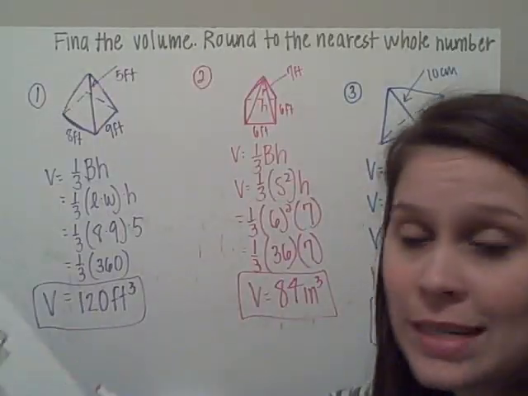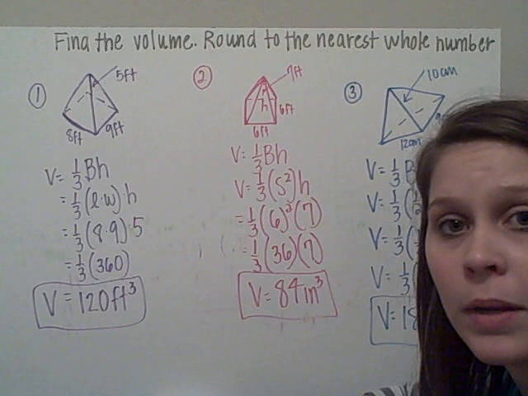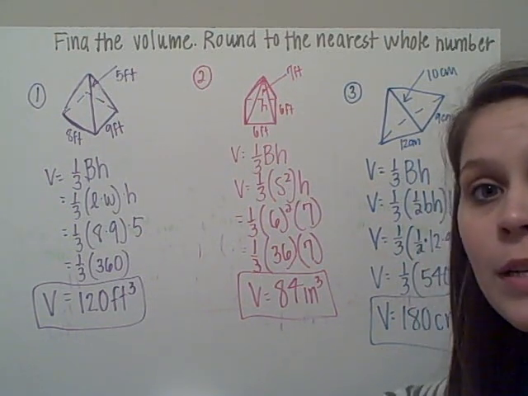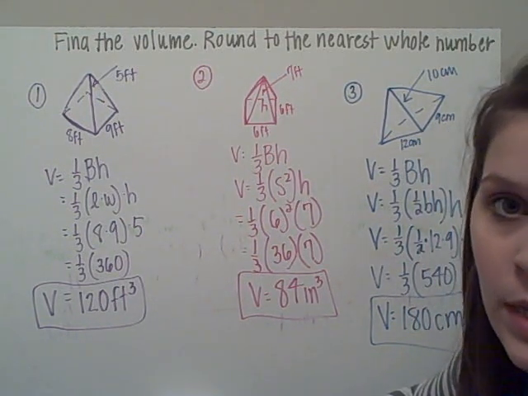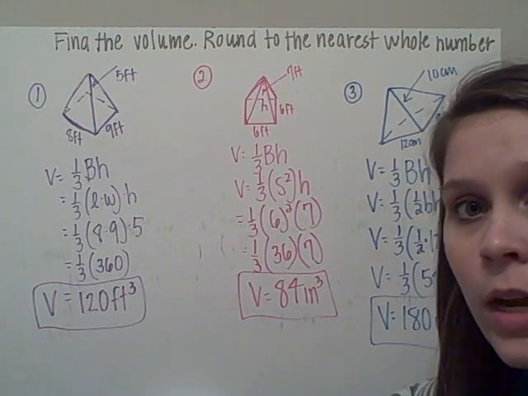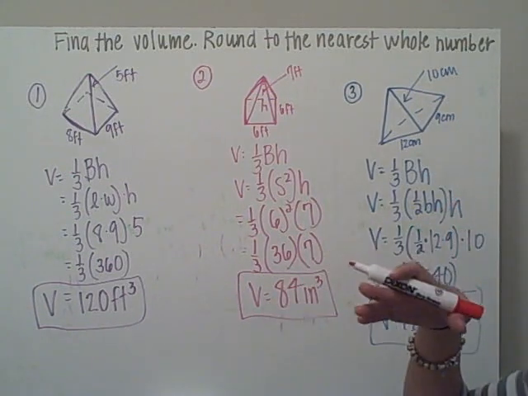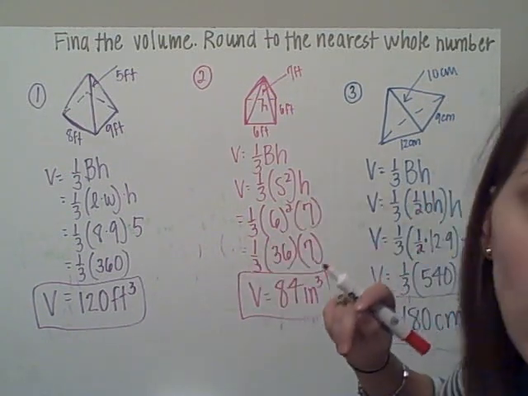We're going to do a last few examples, and this is going to be with pyramids. And we've talked about 3 types of pyramids. One with a rectangular base, a square base, or a triangular base. So we want to find the volume and also round to the nearest whole number.